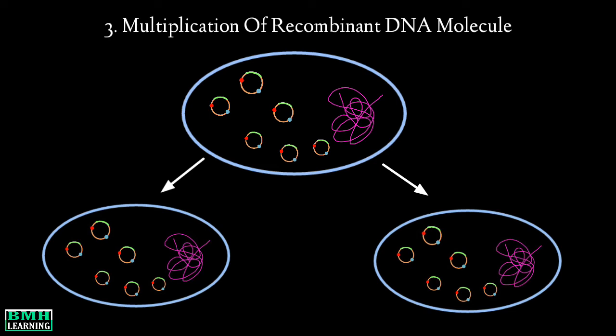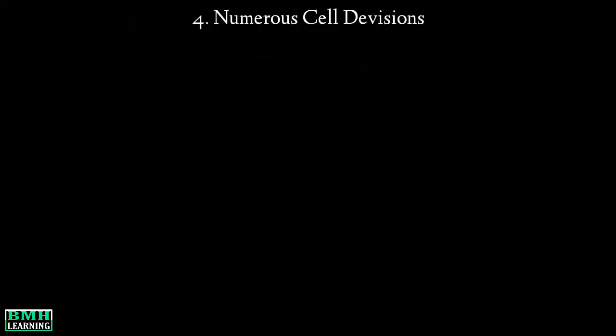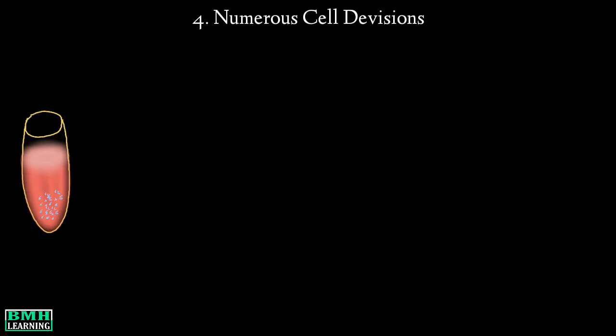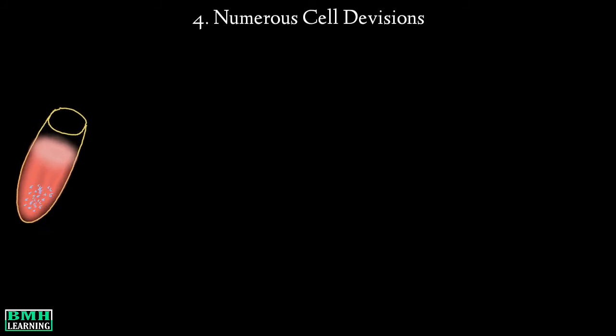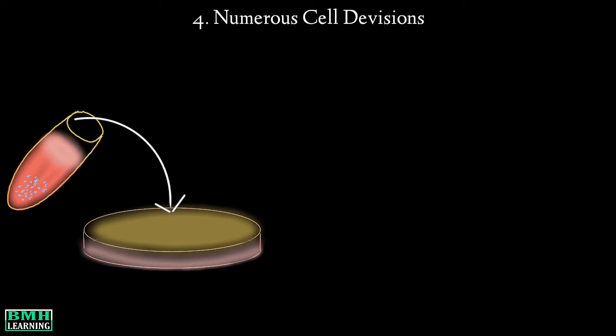So we go to the next step, numerous cell divisions. As we know, in order to increase the copy number of the plasmid, the bacteria needs to divide. So after the transformation, the solution can be poured into a plate containing nutrients for the growth of the bacteria. After a large number of cell divisions, a colony or clone of identical host cells is produced. Some of these colonies have cells which contain copies of recombinant DNA. The gene carried by the recombinant molecule is now said to be cloned.